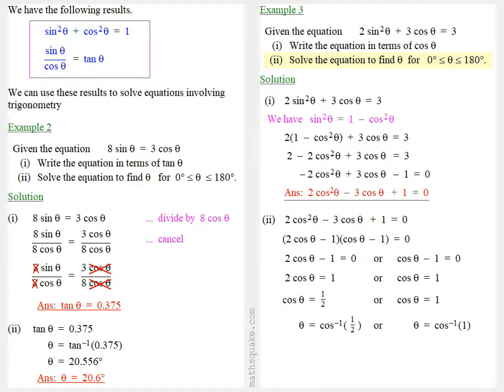So theta is equal to the inverse cosine of a half, or theta is equal to the inverse cosine of 1. Now the inverse cosine of a half, or the inverse cosine of 0.5, is 60, and the inverse cosine of 1 is 0, and those are the only two values in the range 0 to 180 degrees.